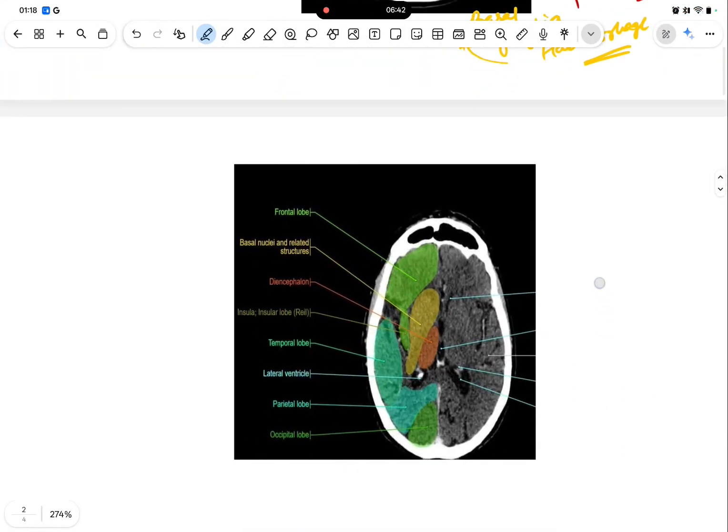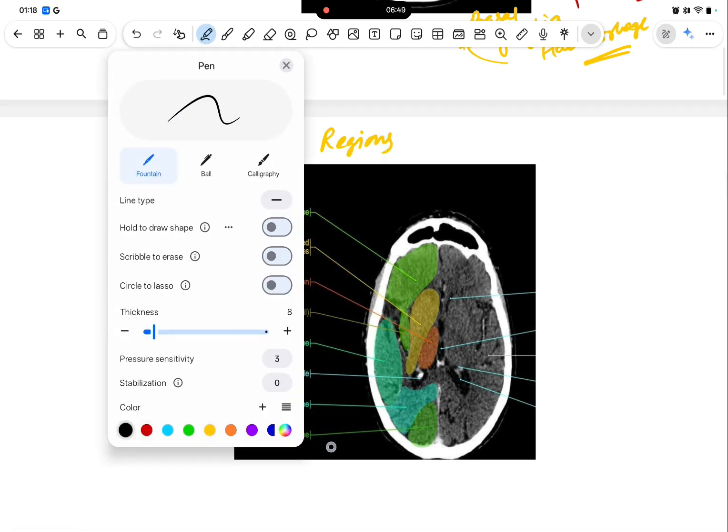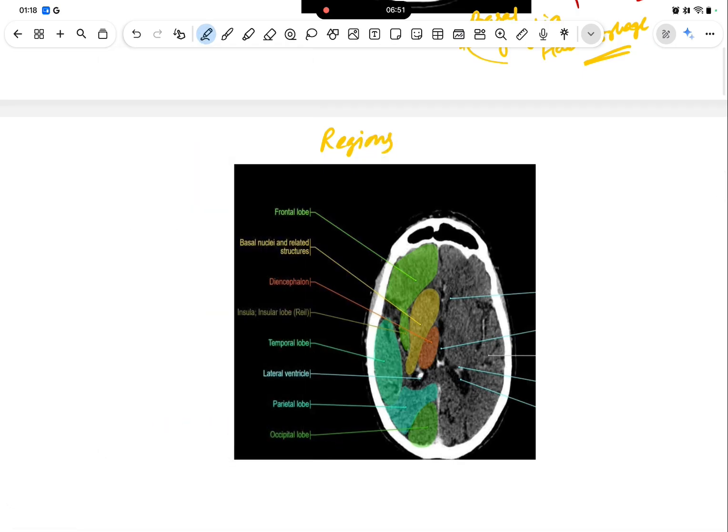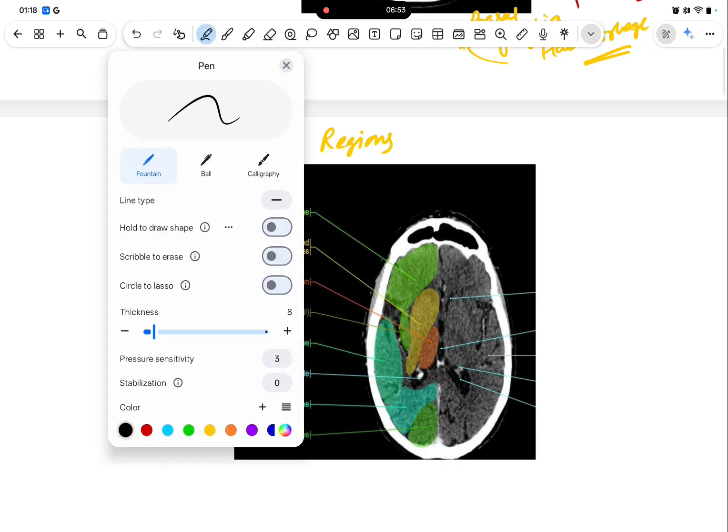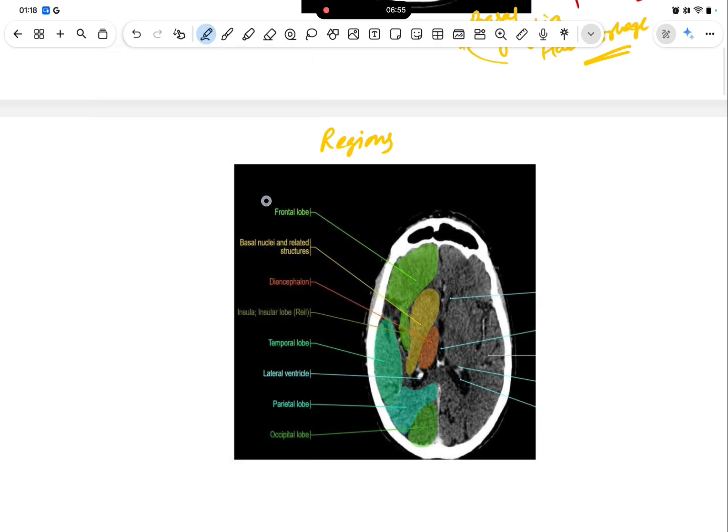So let us now see the regions of the brain parenchyma. This is the frontal lobe. Then this is the temporal lobe, this is the parietal lobe, and the posterior part, the occipital lobe. This is anterior, this is posterior.